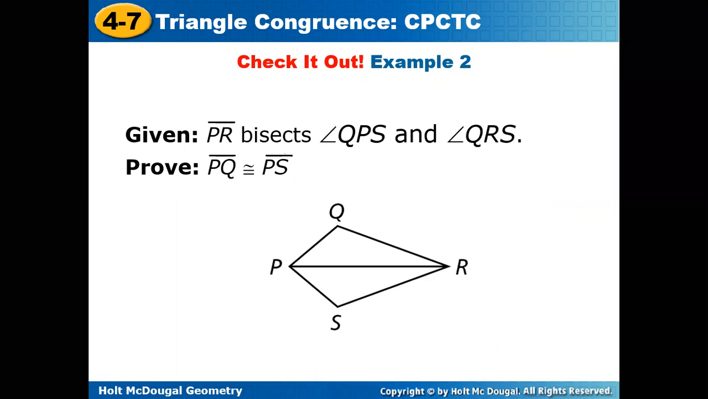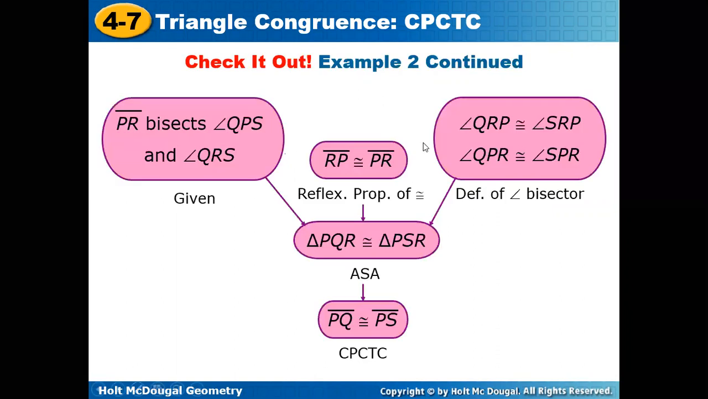I think it's the same question. So, we can solve it like this. PR bisects the angle, bisects the two angles, this is given, and PR is the same as RP, reflexive property of congruency, and this is the definition of bisector. This sentence is from the given. So the two triangles are congruent by ASA because the side is included between the two angles.